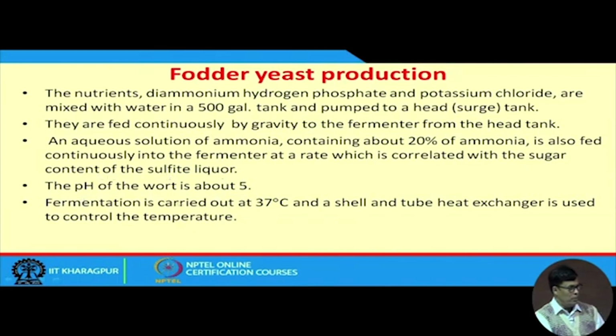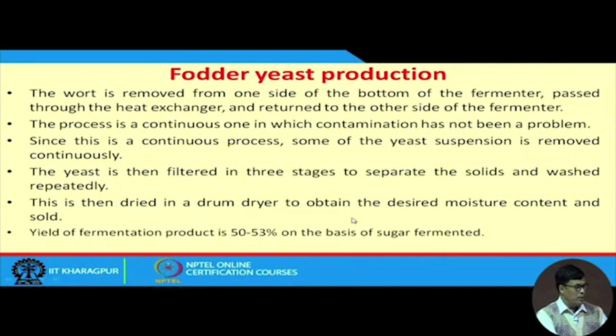The pH of the broth is about 5, and fermentation is carried out at 37 degrees centigrade. A shell and tube heat exchanger is used to control the temperature. We require some kind of heat exchanger to control the temperature of the liquid. The broth is removed from one side of the bottom of the fermenter, passed through the heat exchanger, and returned to the other side of the fermenter. The process is continuous, and contamination has not been a problem.